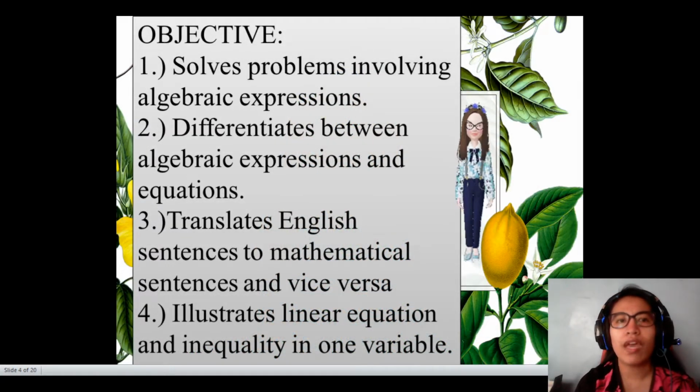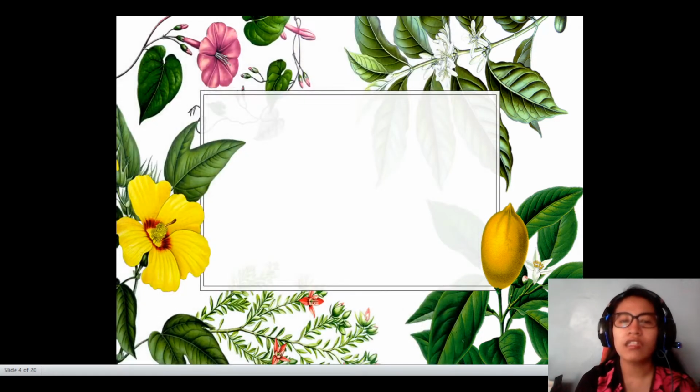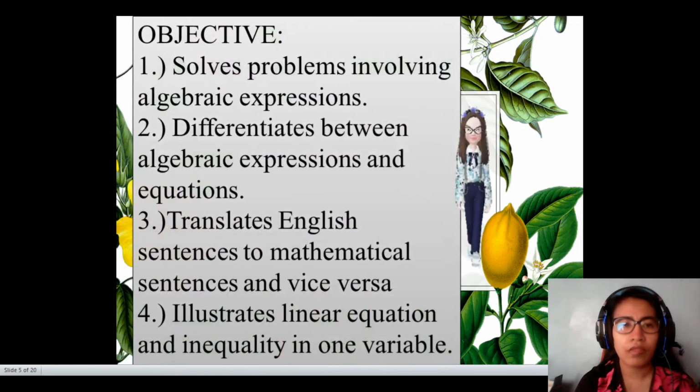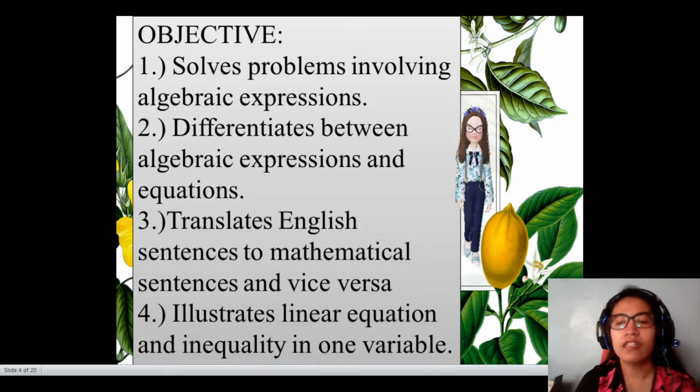So for this week, we have 4 objectives. First is solves problems involving algebraic expressions. Second, differentiates between algebraic expressions and equations. Third, translates English sentences to mathematical sentences and vice versa. The third objective, as you can see, has already been discussed on some of the other weeks before. Fourth is illustrate linear equation and inequality in one variable. So the third one is just a review.